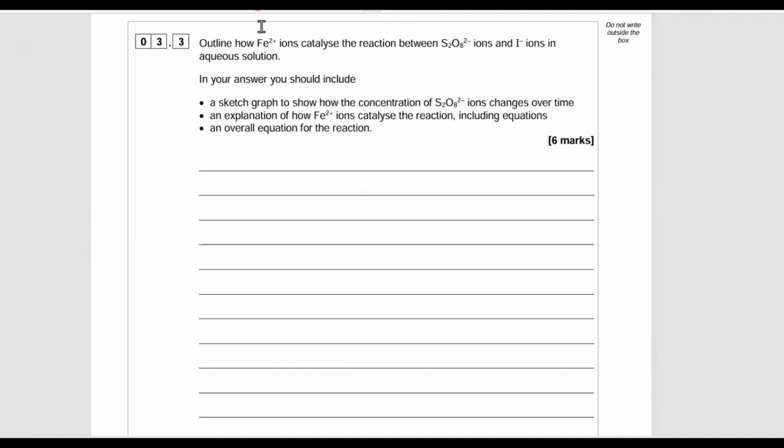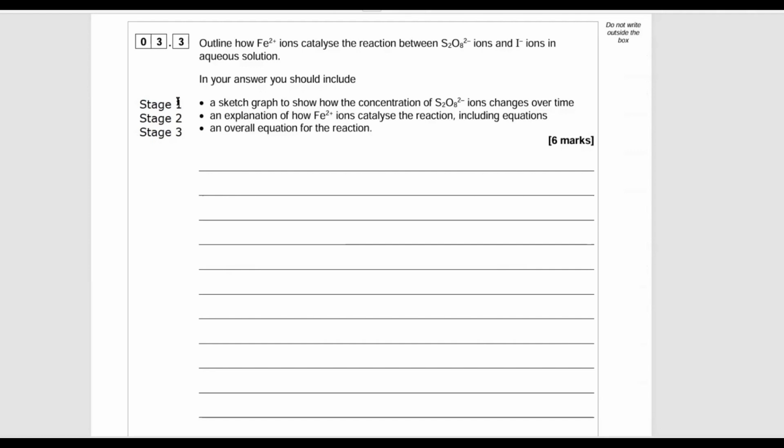3.3, outline how Fe2+ ions catalyze the reaction between S2O8 2- ions and I- ions in aqueous solution. In your answer, you should include a sketch graph to show how the concentration of S2O8 2- ions changes over time. And we need an explanation of how the Fe2+ ions catalyze the reaction, including equations. And stage 3, we need an overall equation for the reaction.